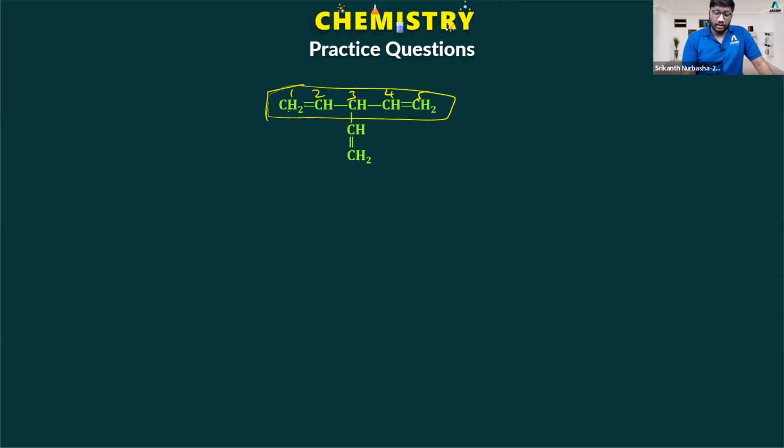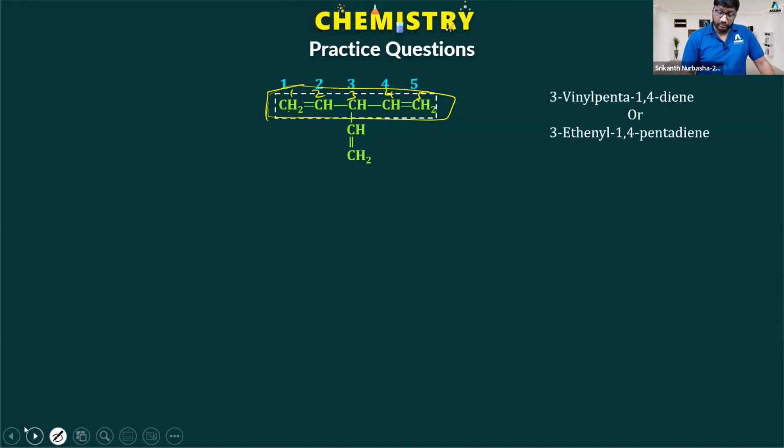So 3 vinyl pent 1 comma 4 diene. 3 vinyl pent 1 comma 4 diene. That is going to be the correct IUPAC name. You can write penta 1 comma 4 diene, or you can write pent 1 comma 4 diene. Or instead of vinyl, you can also write ethenyl, 3 ethenyl.